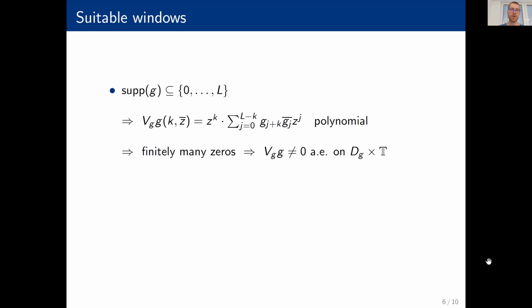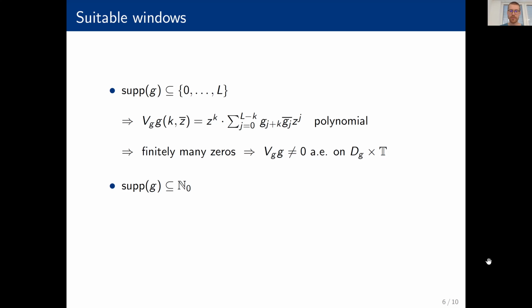Okay, so now that we know how compactly supported windows work, because compactly supported windows produce polynomials as VGG, we could wonder, okay, what would be the next best generalization? And the next best generalization for polynomials are power series. And how could we possibly obtain a power series? Well, let's assume that the window support is limited to one side. So again, I just put the non-negative integers here on the slide, but the only thing that matters is that the support does not extend to both plus and minus infinity.